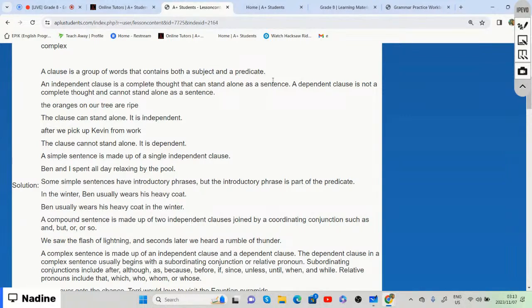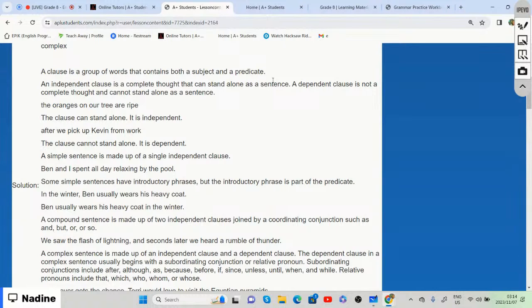So the independent clause is a complete thought that can stand alone as a sentence, whereas a dependent clause is not a complete thought and it cannot stand alone as a sentence. For example, the oranges on our tree are ripe. So it refers to more than one orange that is ripe.